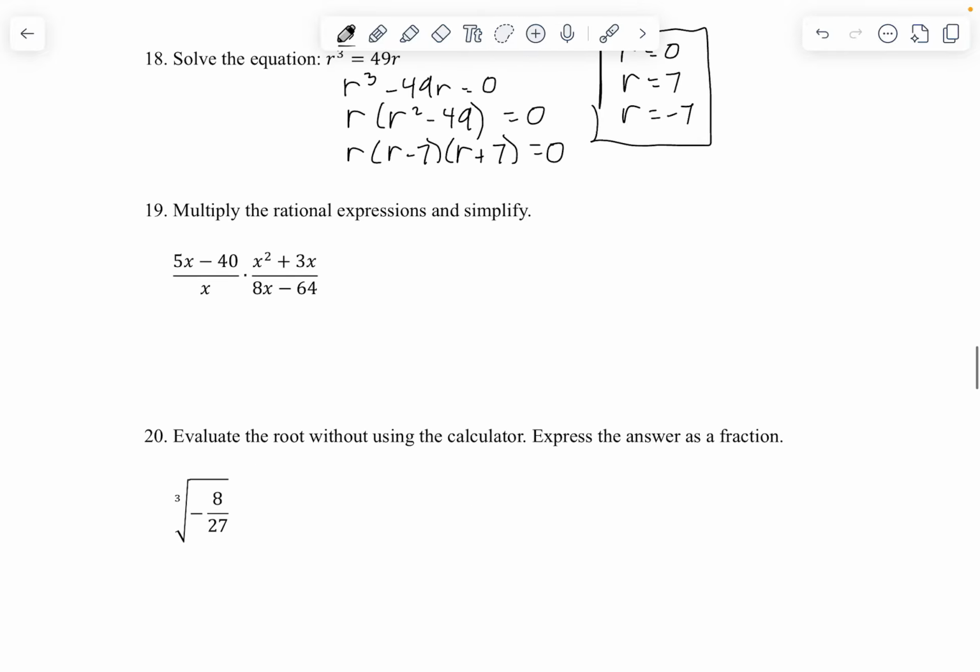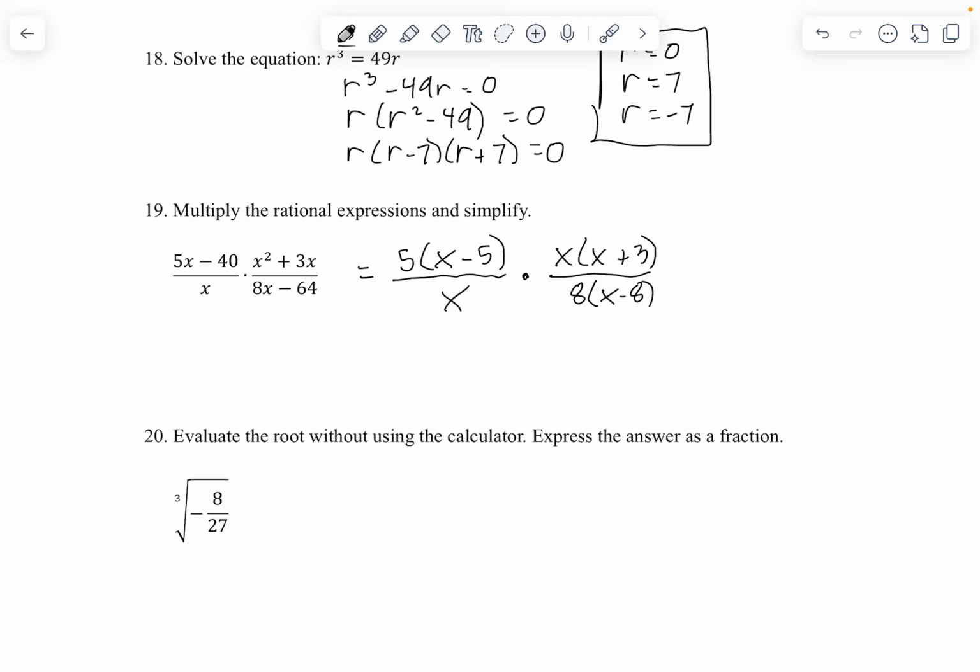Okay, 19. Multiply the rational expressions and simplify. So what we want to do is just factor where we can factor. For example, the 5x minus 40 right here, I can factor out a 5 from that. So I get 5 times x minus 5. There's an x down here. And then the x squared plus 3x, I can factor out an x. So I get x times x plus 3. And then the 8x minus 64, I can factor out an 8.